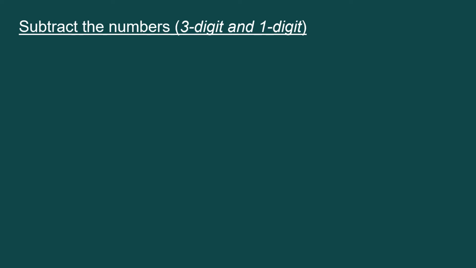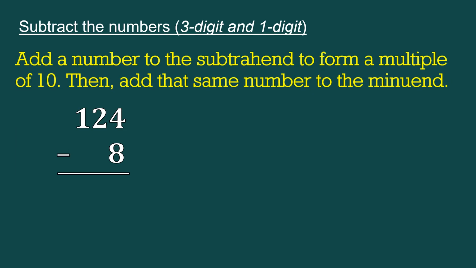Subtract the numbers with a 3-digit minuend and a 1-digit subtrahend. We have 124 minus 8. First, we add a number to the subtrahend to form a multiple of 10. 8 plus 2 makes 10. We add 2 to the minuend.